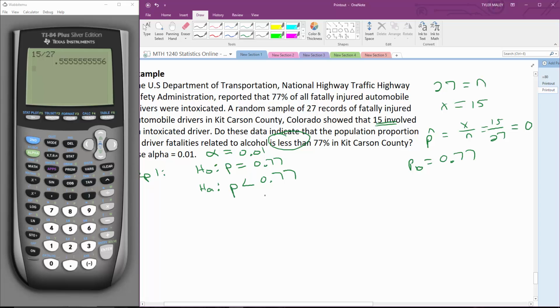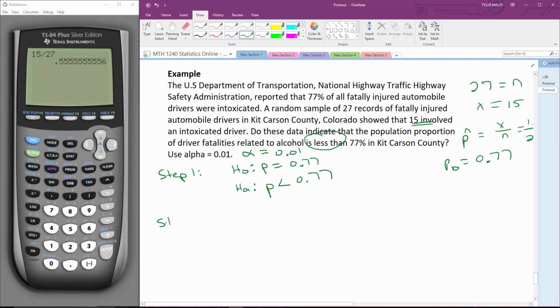Step 2 in the book is we want to prepare. We want to state my alpha value, which is 0.01, right? That's one thing in step 2. And then also we want to choose a test statistic, and the test statistic that we're going to use is the z. So we're going to use z for population proportions.